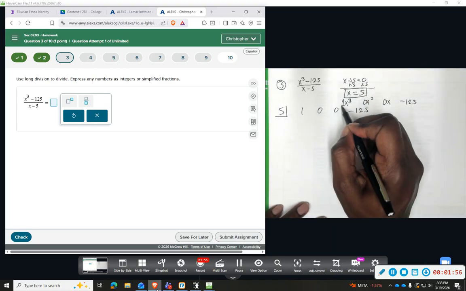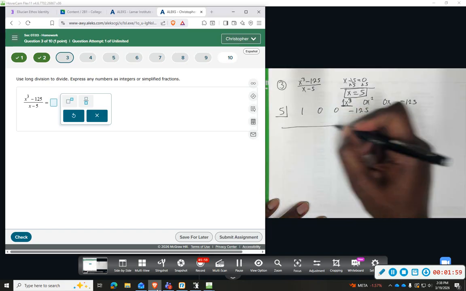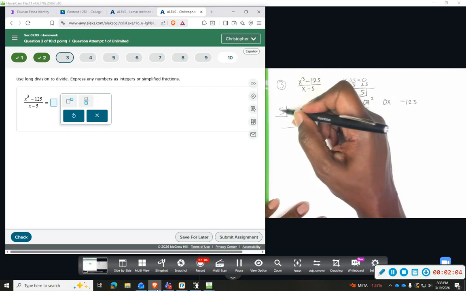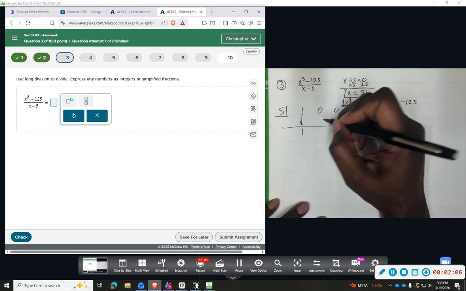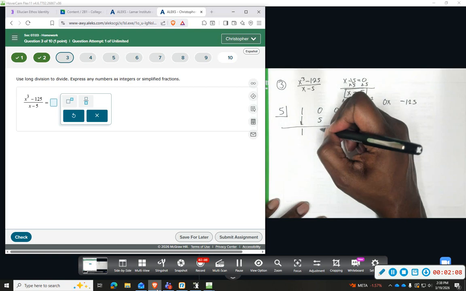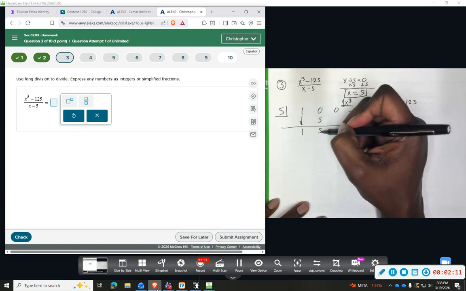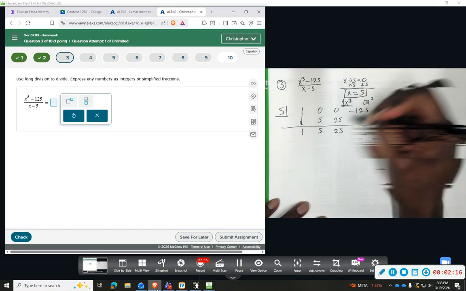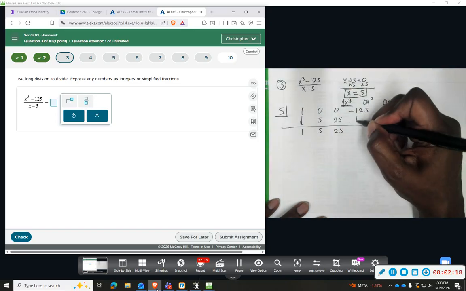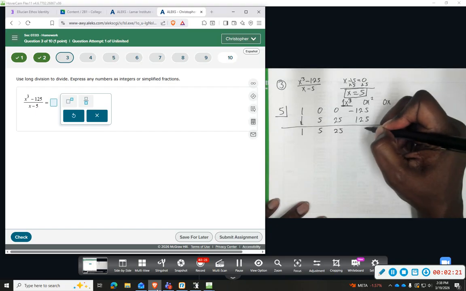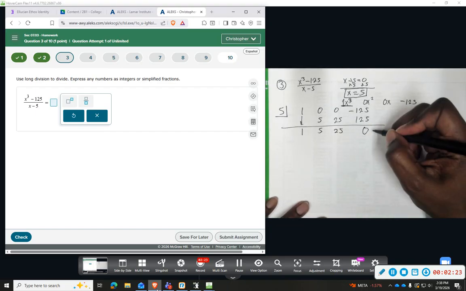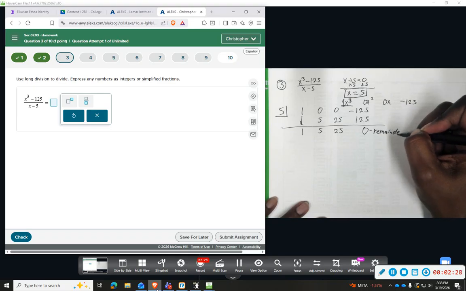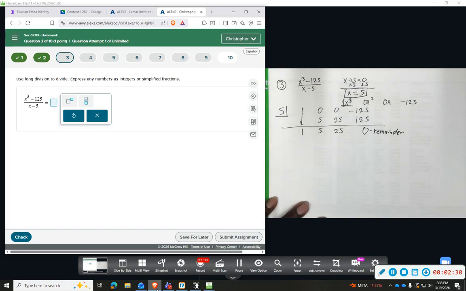Keep in mind, we started with x to the third. Skip a little space, draw a line, bring the first term straight down. Below the line, you're going to multiply 5 times 1 is 5. Add with 0, you just get 5. 5 times 5 is 25. Add, we still just have 25. 5 times 25 is 125. Add these, we get 0. So this is your remainder. Okay. We don't have a remainder.